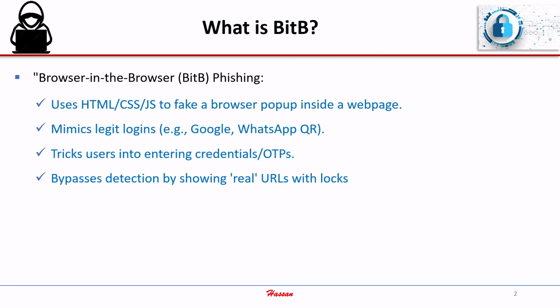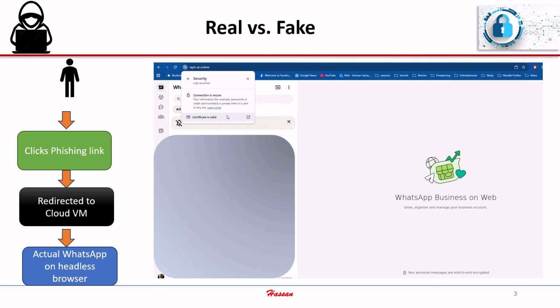Browser in the browser is a phishing attack where hackers use HTML, CSS, and JavaScript to create a fake browser window right inside a web page. It looks like a legit site for logging in with Google, Microsoft, or even scanning a WhatsApp QR code. The fake window shows a real-looking URL with a green lock icon, tricking you into entering credentials or OTPs.